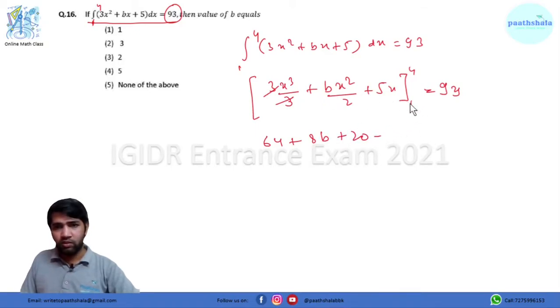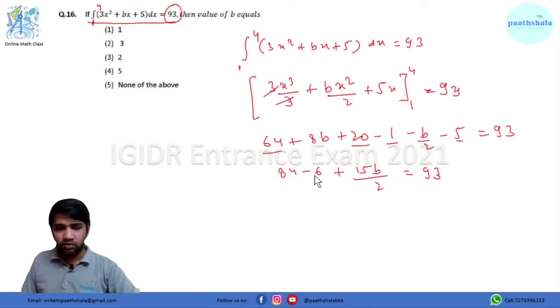Now put the limit 1, so this will be 1 minus b by 2 and this will be minus 5. This is 93. So when you solve this, 64 plus 20 will be 84 minus 1 minus 5, so 84 minus 6, and here it is 8b minus b by 2. So this will come out to be 16 minus 1, that is 15b by 2 equals to 93. So when you further solve it, here you will get 78.